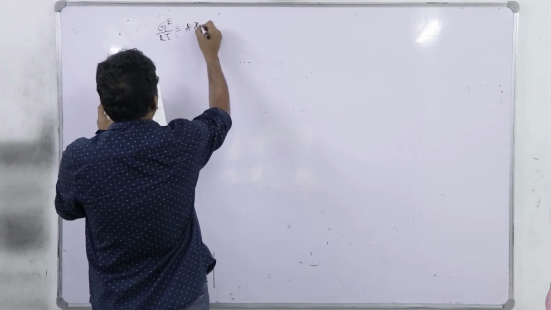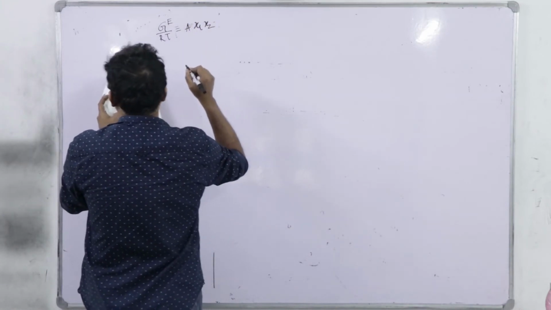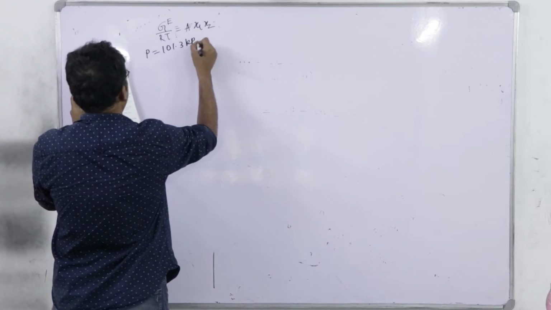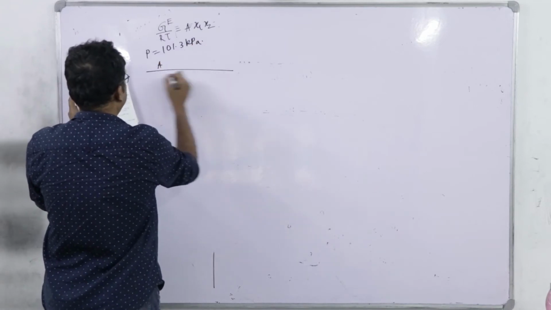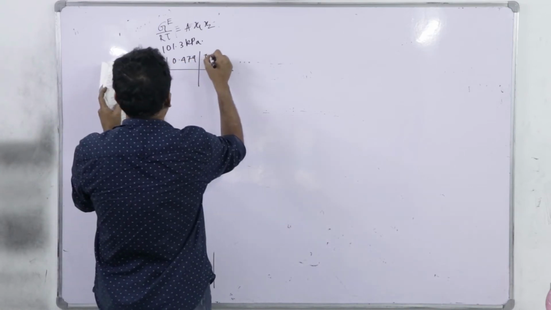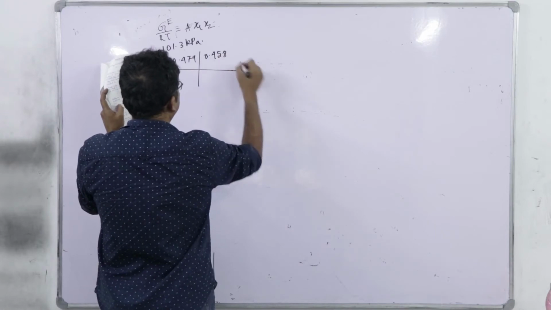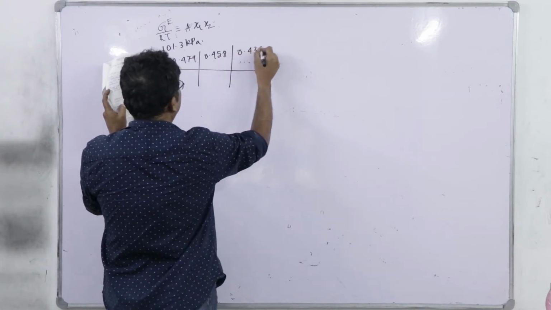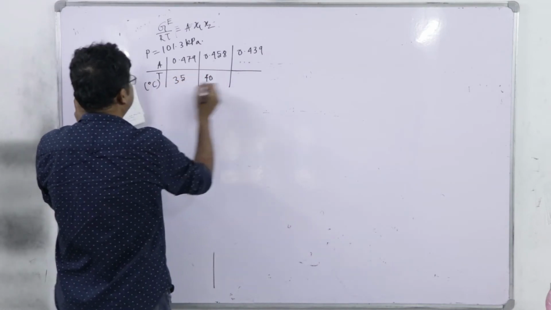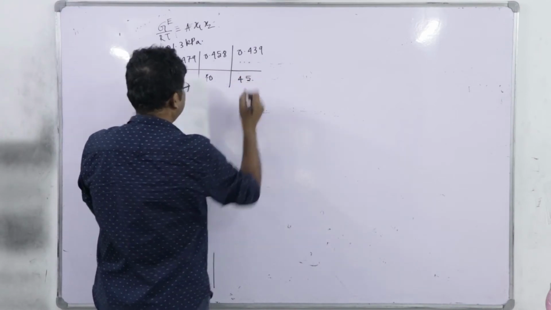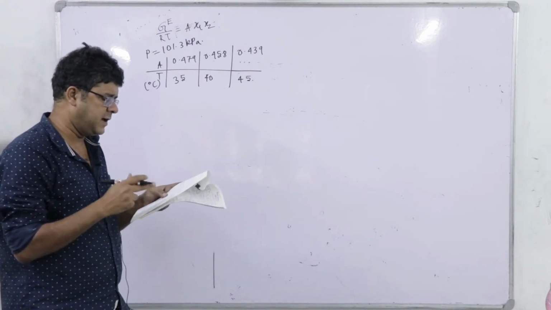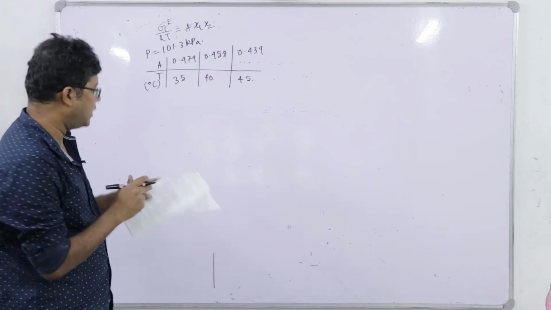The parameter A at pressure 101.3 kilopascal, how does it change? It is 0.479, 0.458, then 0.439 at 35, 40, and 45, this is in degree Celsius. Determine the expressions for HE by RT and SE by R, and the activity coefficient at 40 degree.